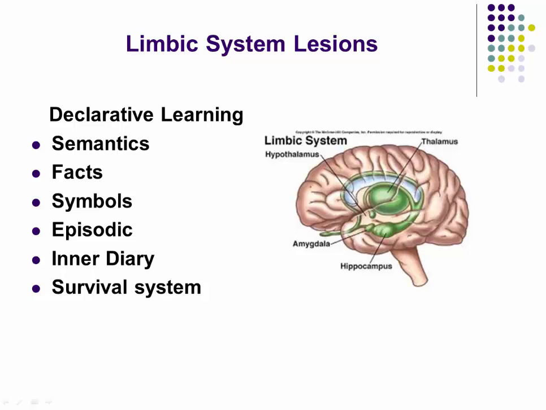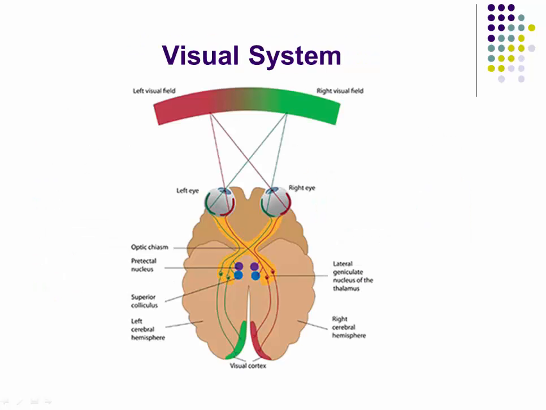Emotions and memory are tied in very closely to our survival system. Emotions of anger, fear, or even feelings of pleasure are certainly very much tied into our survival system in terms of eating and sex in order to reproduce. The final system that we're going to look at is the visual system.